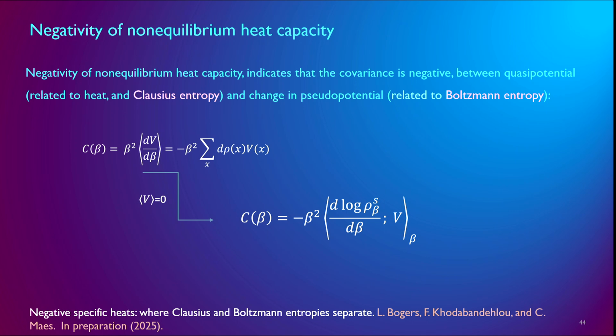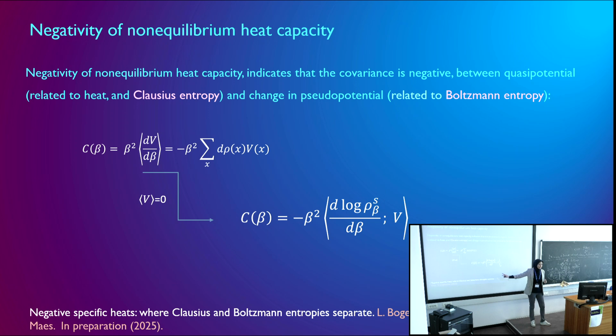Log rho is giving me the feeling of Boltzmann entropy. It gives information related to population. And V gives us something related to Clausius entropy, related to heat. Do you remember it was the answer of the Poisson equation when the source was heat? So just simply look at this covariance, because in equilibrium, the heat capacity was as follows.